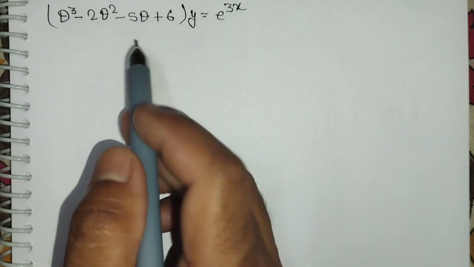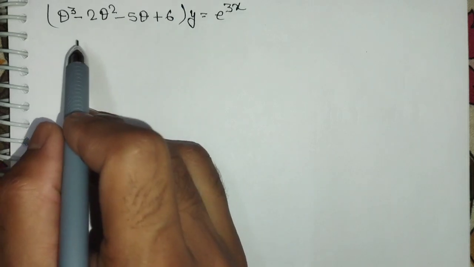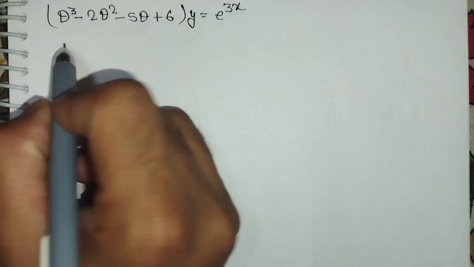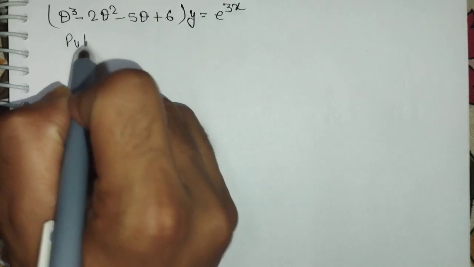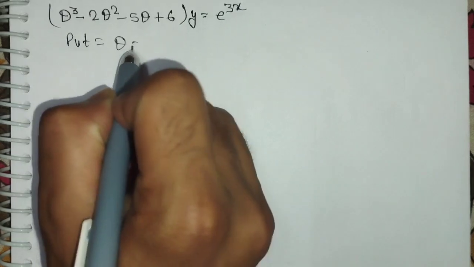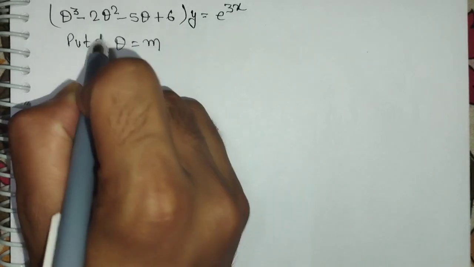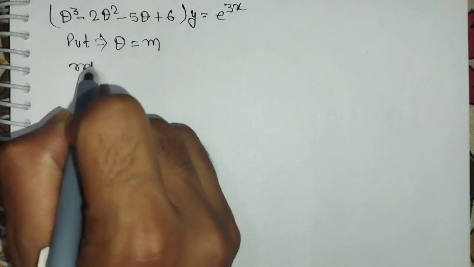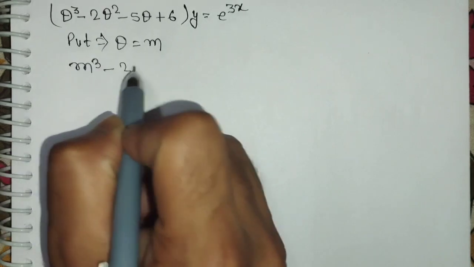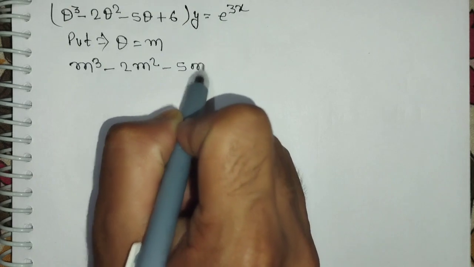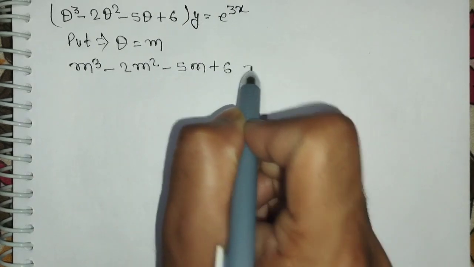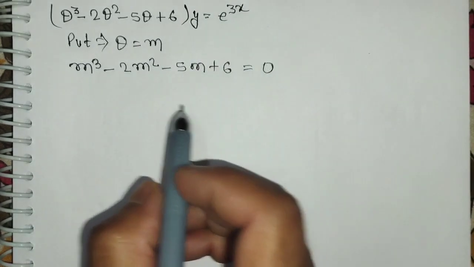We have to find only the auxiliary equation. So for the auxiliary equation, put D equal to m, then the equation becomes m^3 - 2m^2 - 5m + 6. So it is a cubic equation.